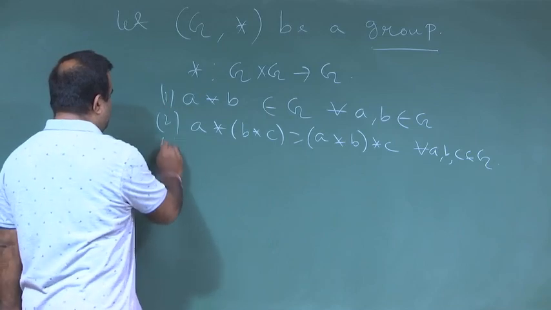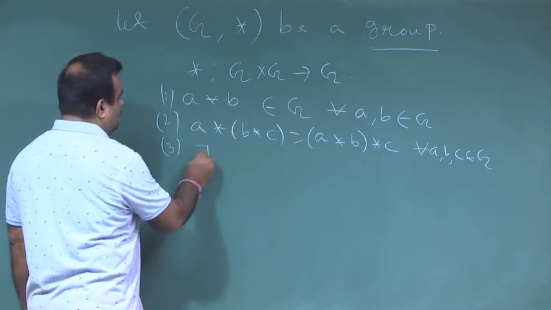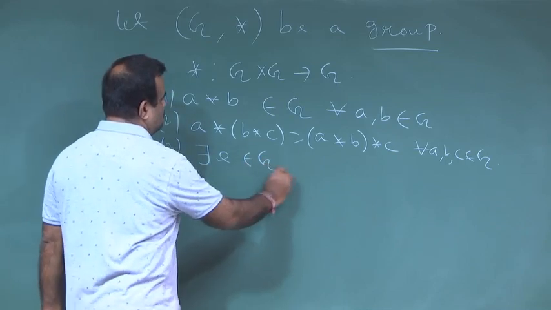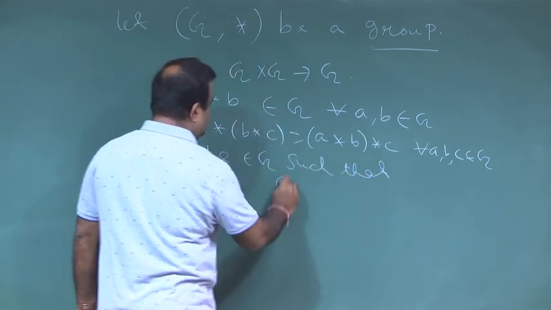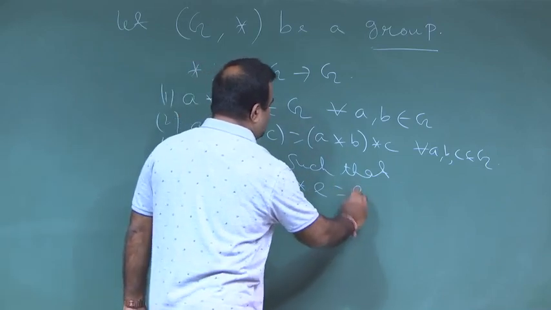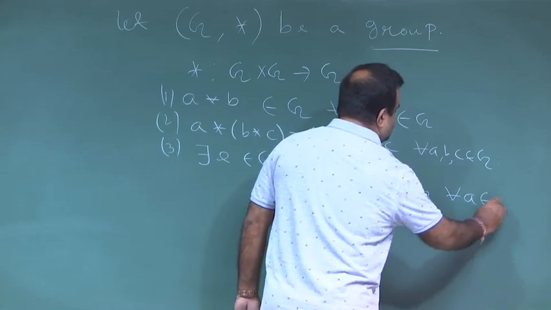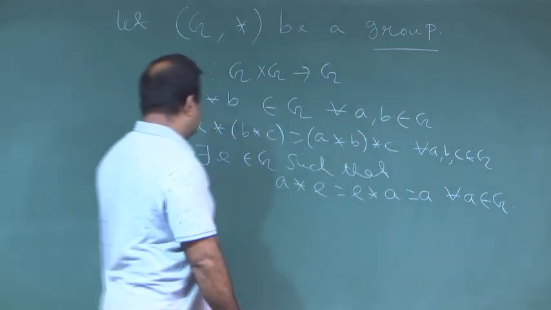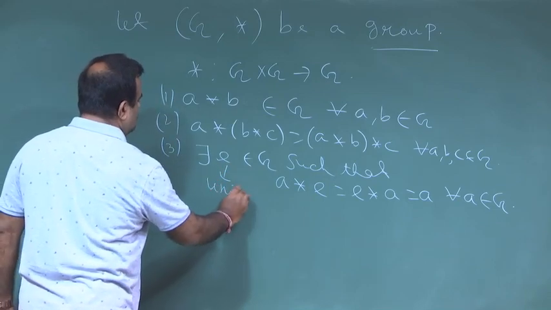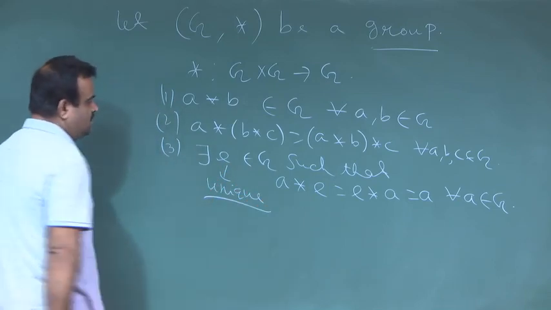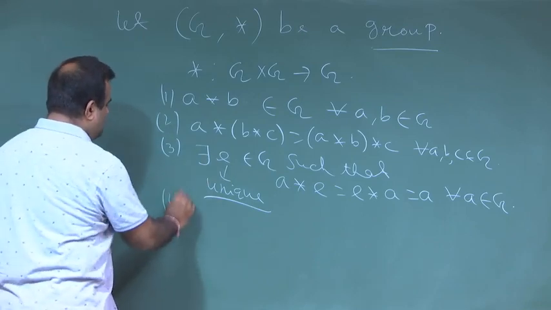And then we have existence of identity. There must exist an E such that A star E is E star A is equal to A. This is true for all A, and we have seen this is unique. There must exist a unique E, this we have proved in the last class maybe.